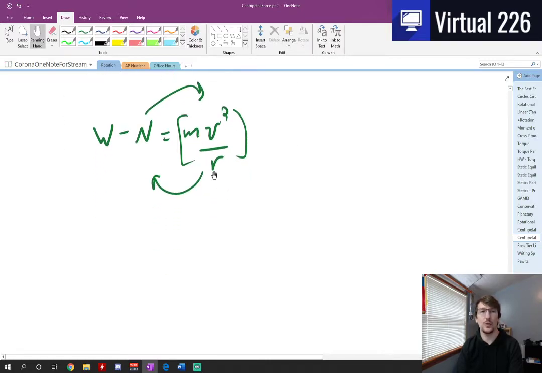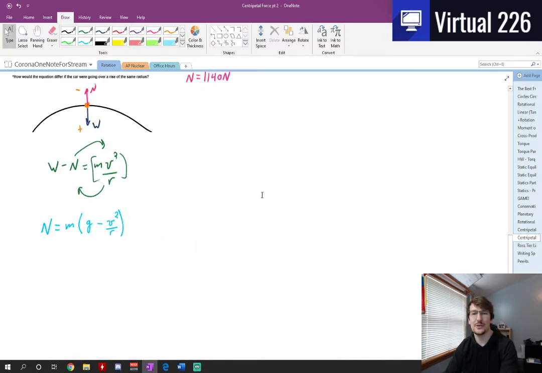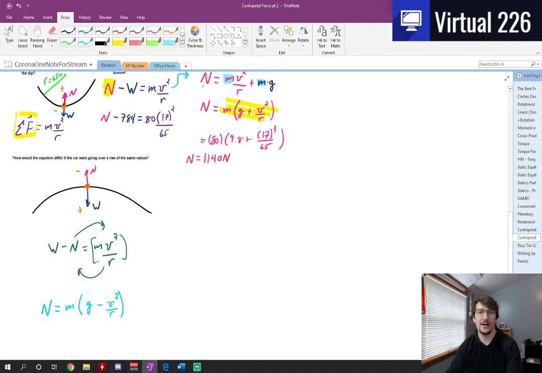And if we take the mv squared over r to the other side and add the normal over, our equation for the apparent weight begins to look like the normal is going to equal m times the quantity of g minus v squared over r. So I did the same thing where I switched weight into mg, I pulled the mv squared over r over, and then I factored out an m to get this. And we see that it looks very similar to the equation we have up here, but this is g plus v squared over r.